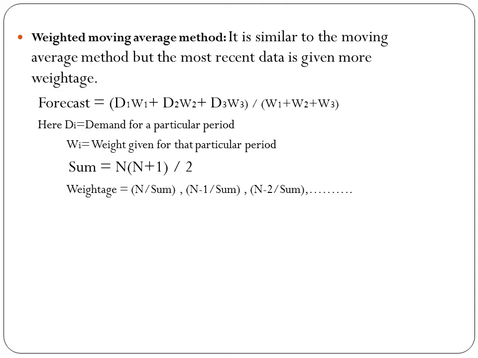Here D1, D2, D3, we can directly see that there are 3 different months. So n would be 3 into 3 plus 1 by 2. That is simple. We will get the sum from there. And the weightages will be n by sum, n minus 1 by sum, n minus 2 by sum. I will show you how to give a weightage to a particular demand in the examples in the further part of the video.